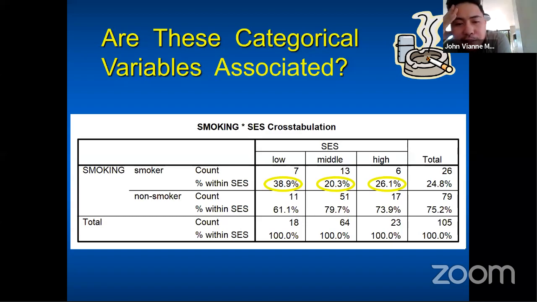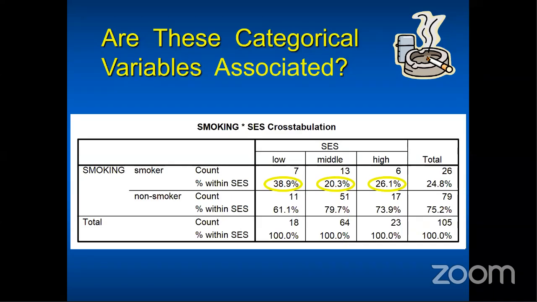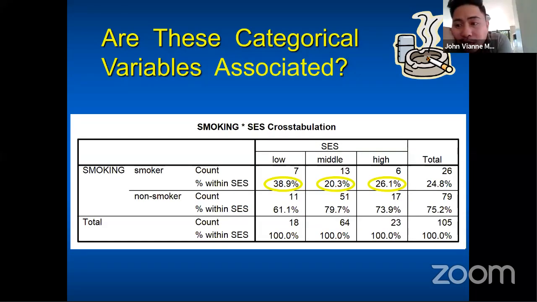So let me check in the chat if the variables that we have, the SES and smoking, are ordinal values, nominal values, interval values, or ratio values. What's your answer? Can you hear me? Yes, sir. Okay, what is our answer? Smoking, above. Is this nominal? Is this ordinal? Is this interval? Or is this ratio?